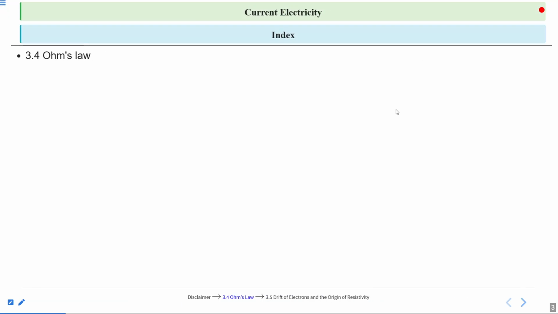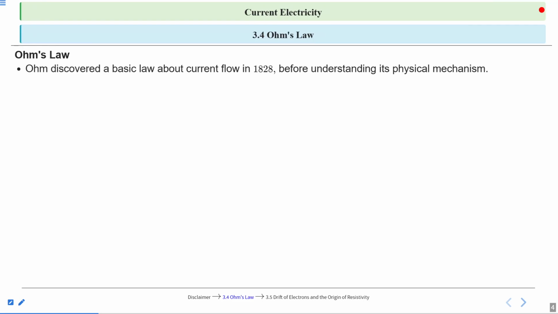Okay, the topics that we are going to discuss today are NCERT section 3.4, that is Ohm's law, and NCERT section 3.5, that is drift of electrons and the origin of resistivity. So our first topic, Ohm's law.